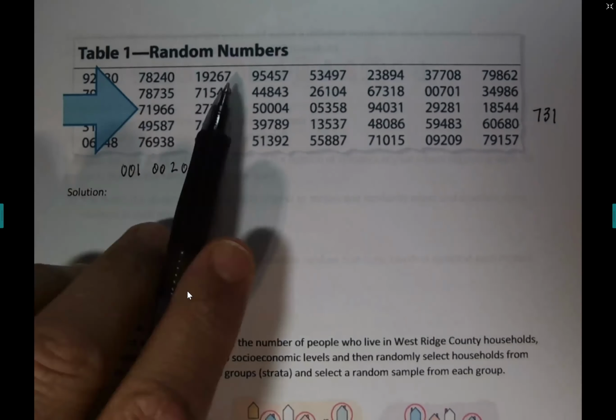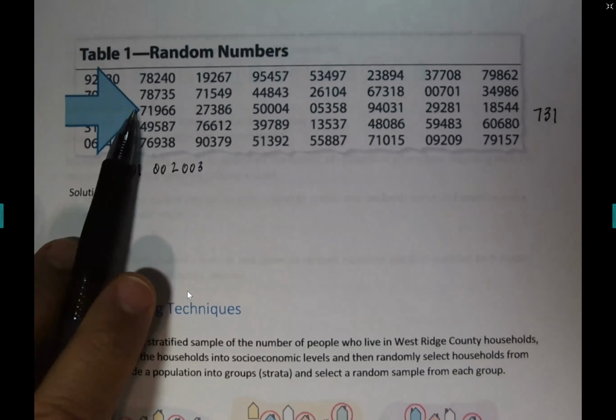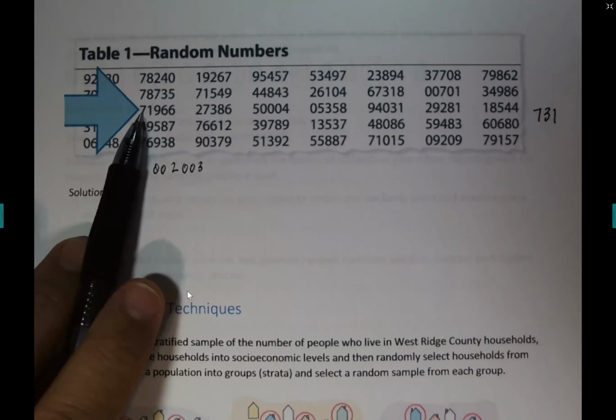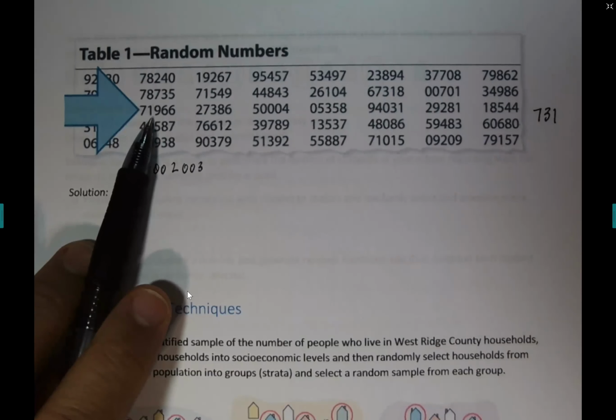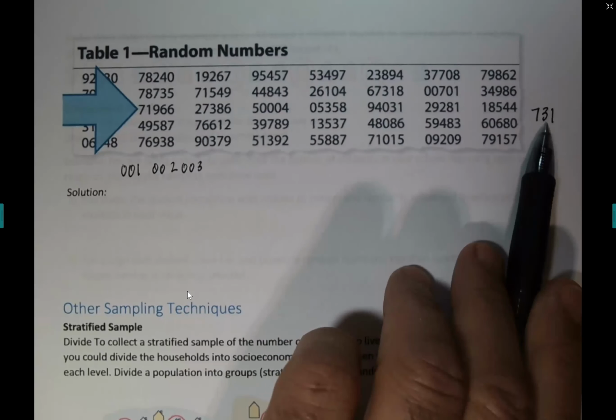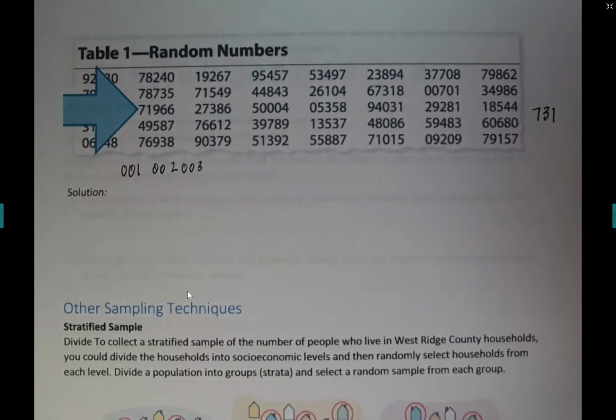If this shows up on the homework, there will be an arrow telling you where to start. So we're starting here. Start reading 3 digits at a time, guys. Let's read the first 3 digits. What's the number here? 719. Ask yourself, is there a student whose number is 719? Well, the answer is yes, because I have 731. So that's below 731. So that's the first student in the sample.